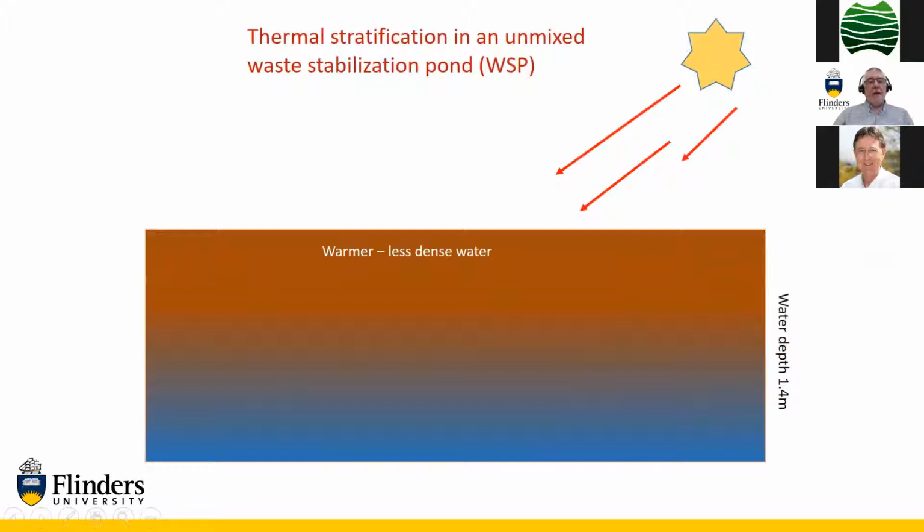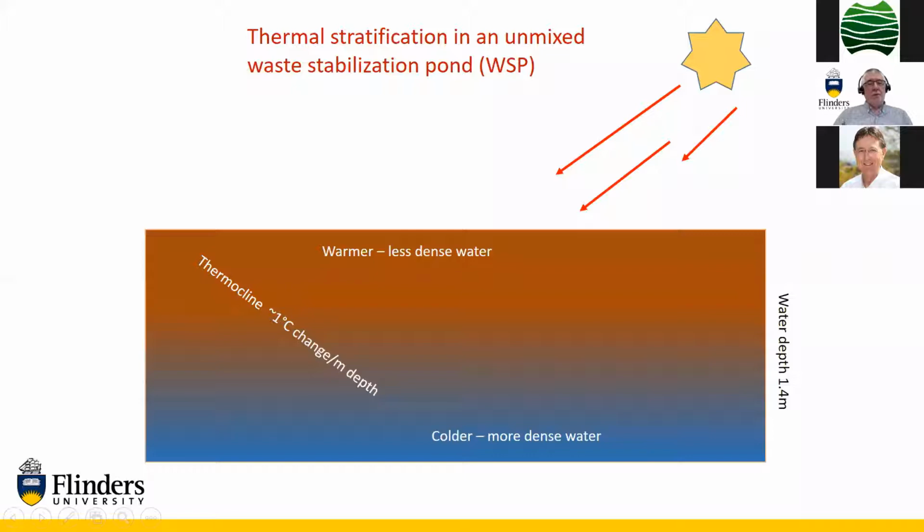And when you have sunshine and you get infrared, the surface water is heated up, it's less dense, it stays on the top. You get colder, more dense water at the bottom because there's no mixing of the system. It's sitting out in the Australian summer, and you can get a thermocline where for every meter change in depth, you might get 1 degree. The largest difference we've seen between top and bottom of a large waste stabilization pond in Adelaide is 12 degrees.